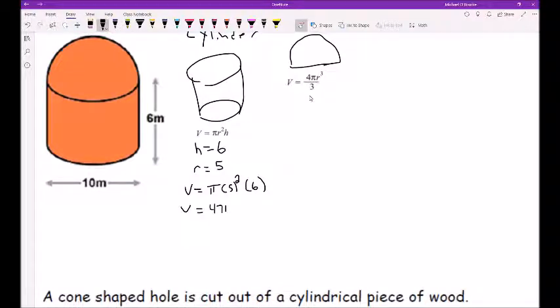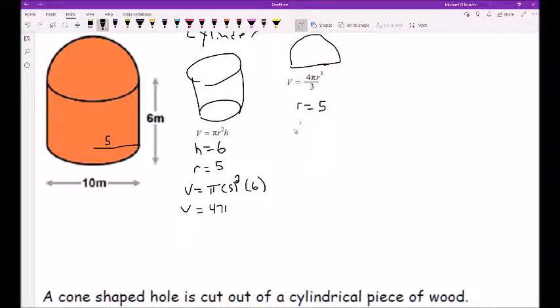Now for my half sphere, the only thing I need for the half a sphere is my radius. So what's my radius for this one? Good, 5. Because our radius is only half of this, right? If it's 10 all the way across, we're looking at 5 there. Now what do we have to do to our answer once we're done, since we only have half a sphere? Who knows what we have to do to our answer? Good, we have to divide it by 2.